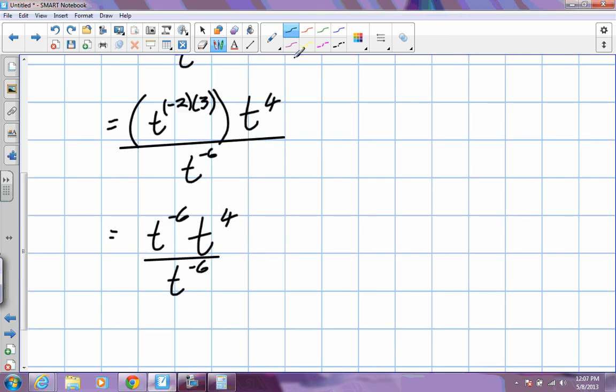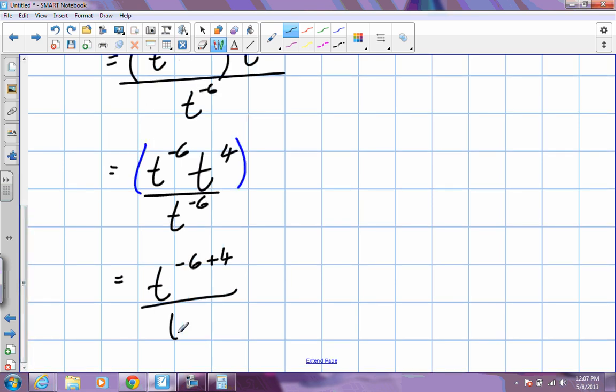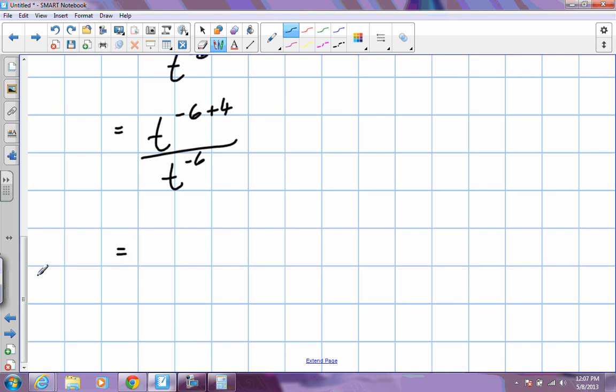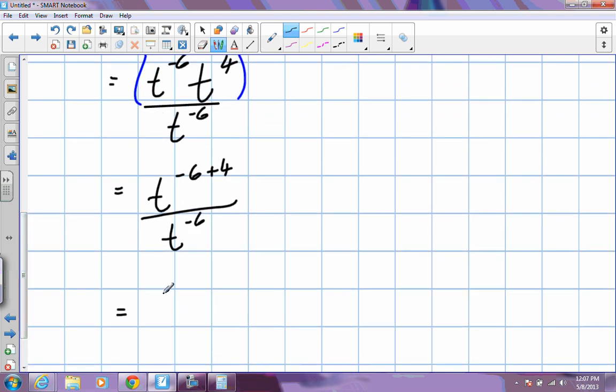Okay, the next step here, because this is everything divided by t to the negative 6, we're actually just going to simplify the top of the fraction. What rule would we use here? It's a multiplication, so what are we going to do with the exponents? That's right, we add them. So t to the power of negative 6 plus 4, still divided by t to the power of negative 6. What is negative 6 plus 4? Negative 2.